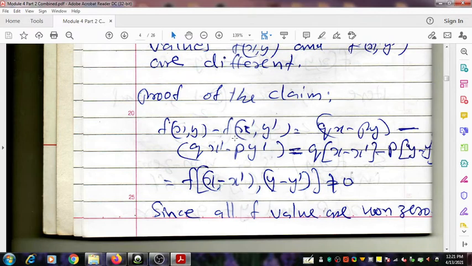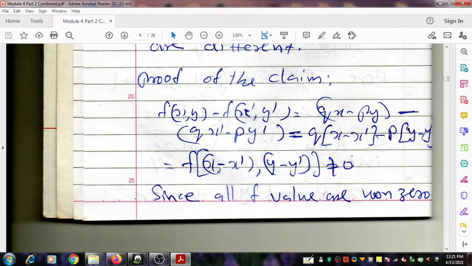Yeah, we can prove this. How can we prove that? We subtract one value from the other, considering the function value f(x, y) minus f(x', y'). Using f(x, y) = qx - py, then minus f(x', y') which is qx' - py'.